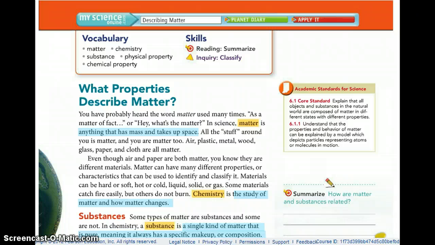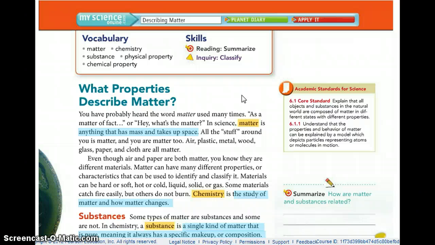If you look at the definition of matter, we see that matter is anything that has mass or takes up space. We've kind of touched on this before when we talked about the difference between having mass and weight. Mass being the amount of matter that makes up something, and weight being how much gravity pulls on that matter.